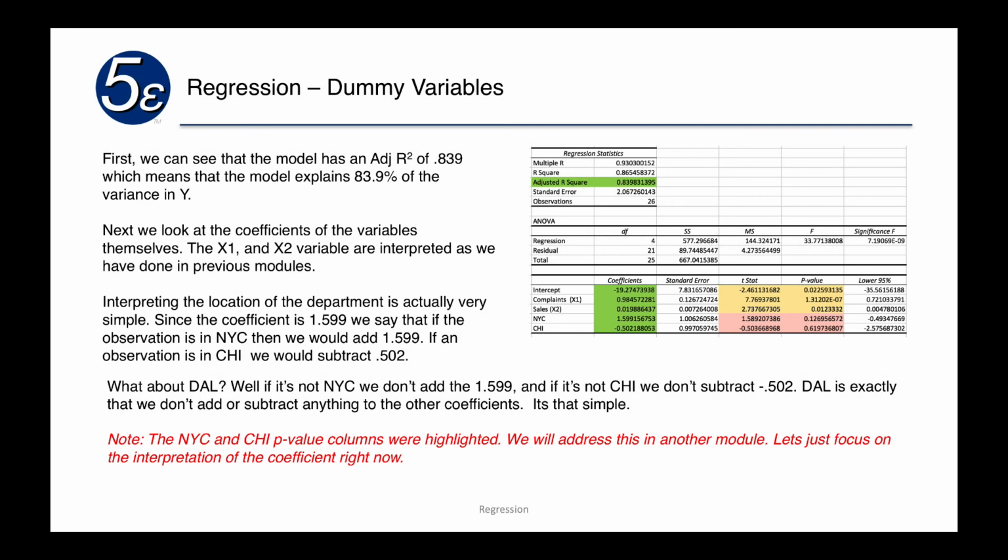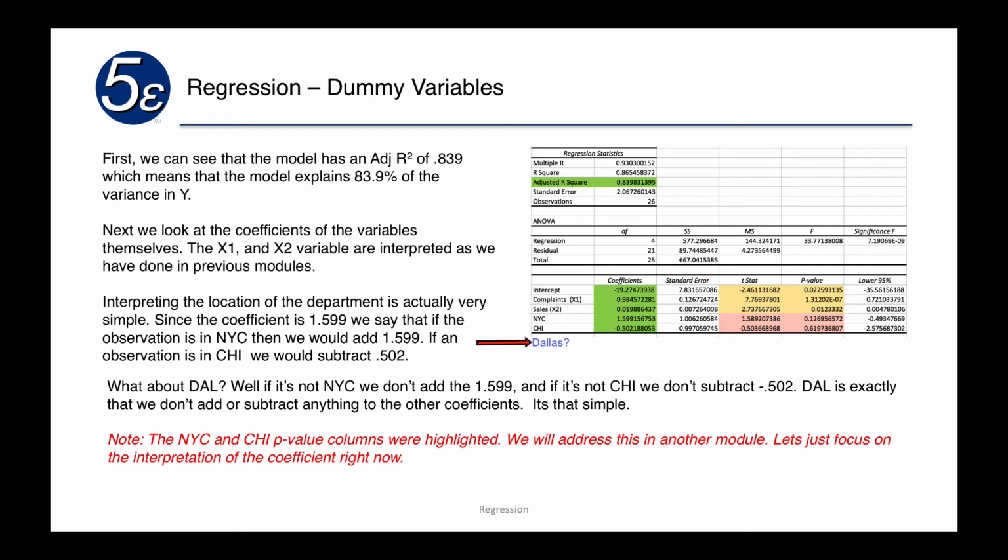And interpreting the location of the department is actually pretty simple. Since the coefficient is 1.599 for New York City, we would say if the observation is in New York City, add 1.599 to the number of complaints. If an observation is from Chicago, we would subtract 0.502 from the complaints.